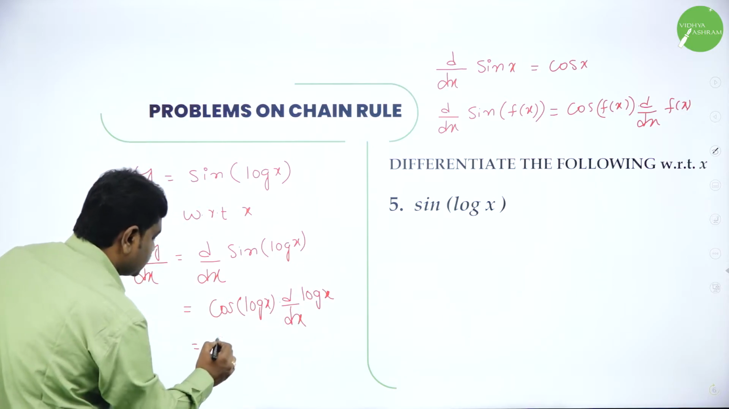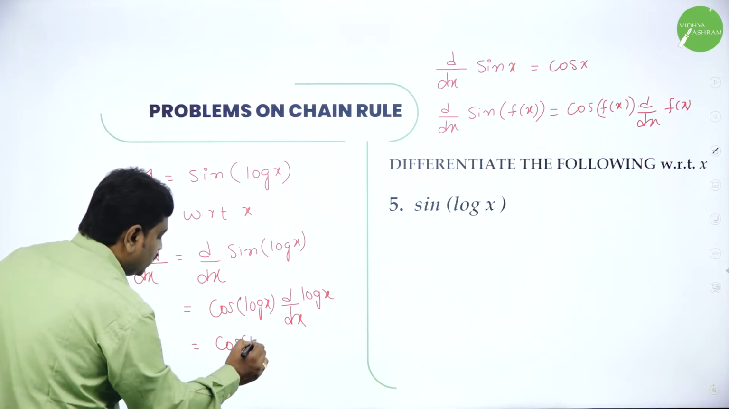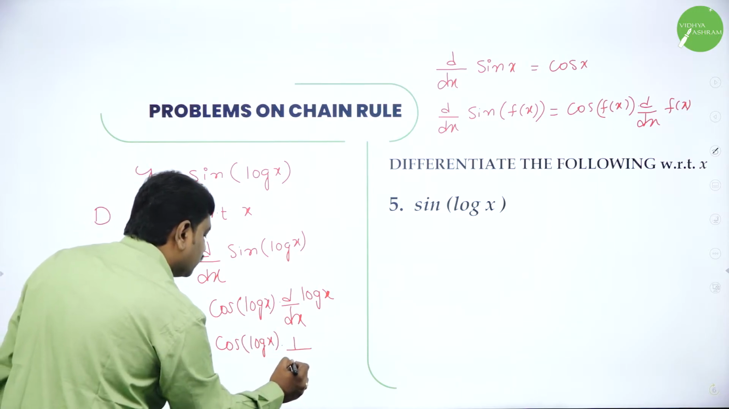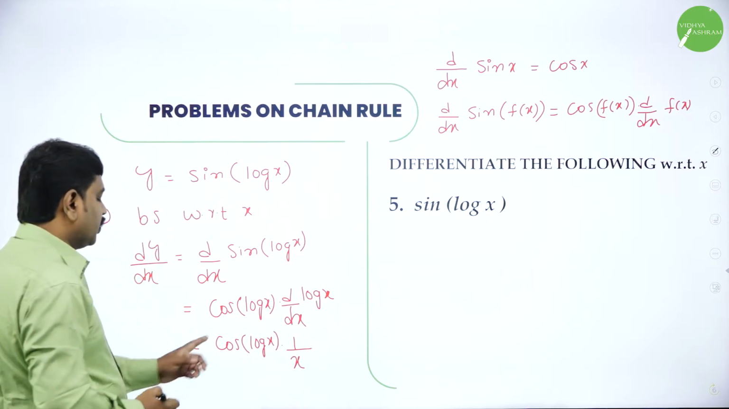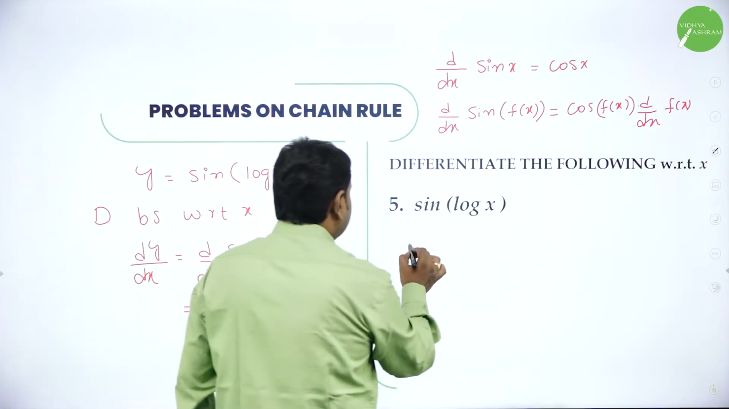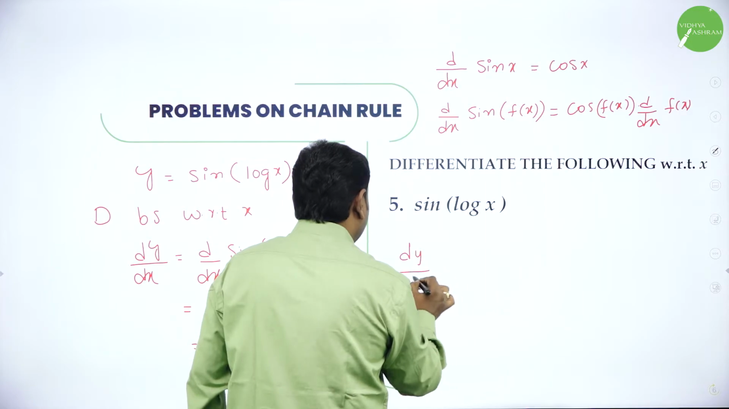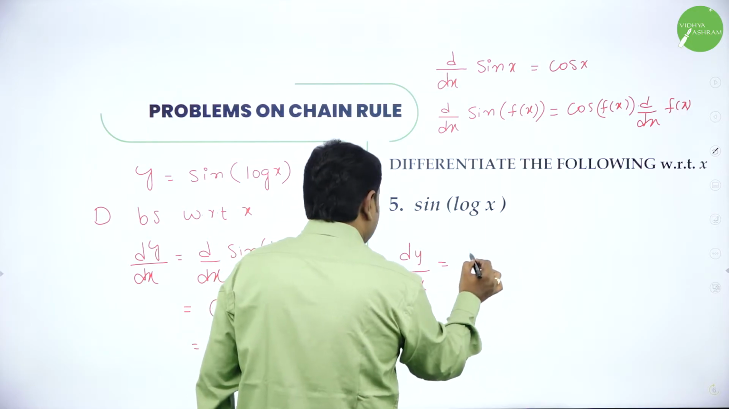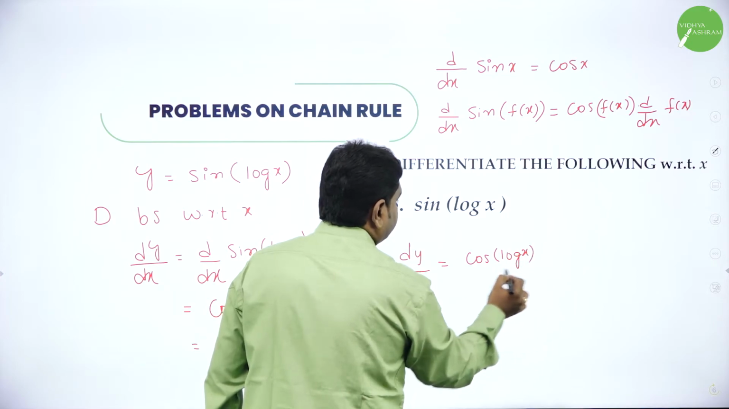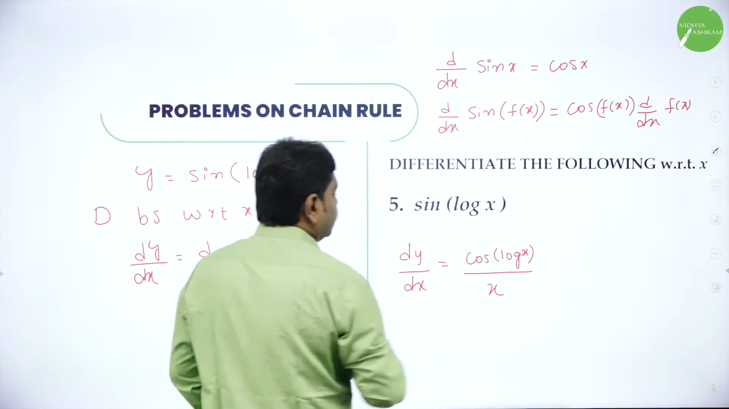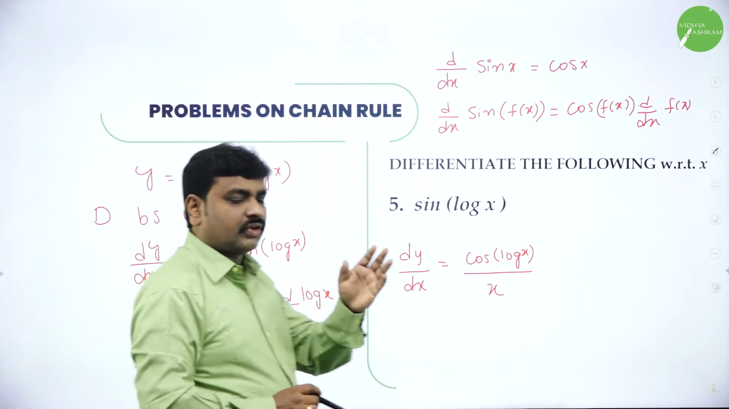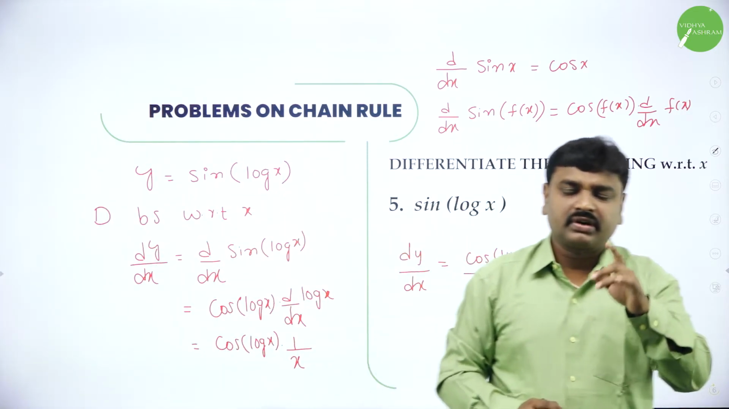So now that is cos of log x into, all of you know what is d by dx of log x. d by dx of log x is 1 by x. So now cos of log x into 1 is cos of log x by x. So finally we got the value of dy by dx, and the value of dy by dx is cos of log x divided by x. This is the answer. Sin of log x is cos of log x into the derivative of log x. The derivative of log x is 1 by x.